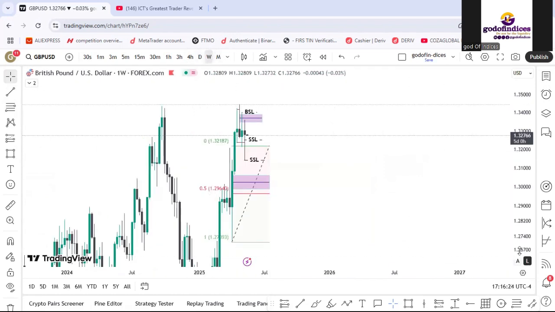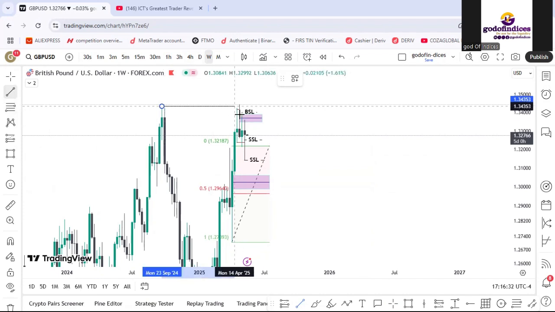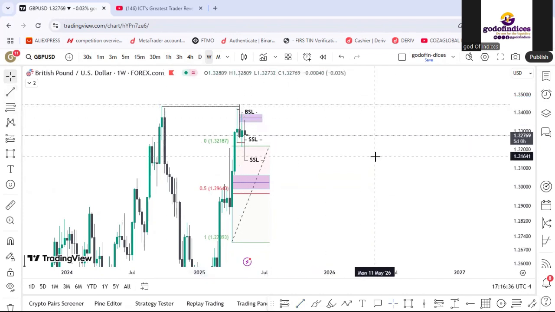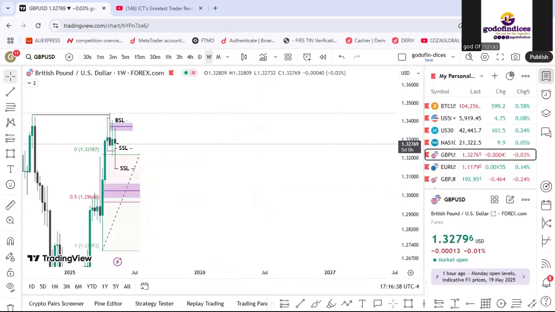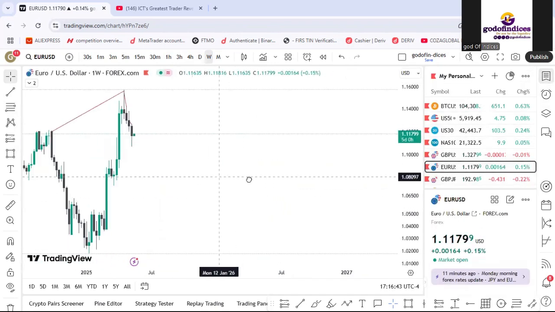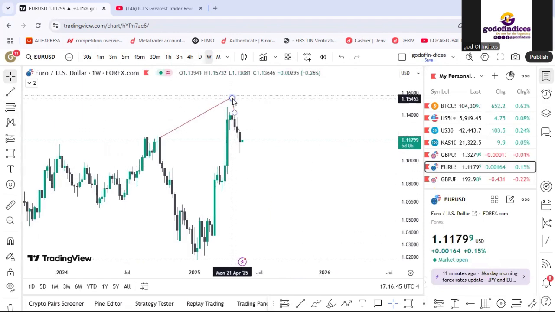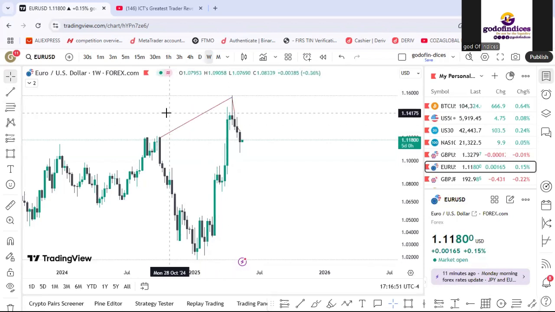So let's look at one SMT. Can we see that price did not run this high? You see the way price was just a little weak for this high on EU. Now let's look at GU, sorry, let's look at EU. Can you see what happened here? Can you see the major SMT? This high was run up, so it was like a liquidity run, but on GU it wasn't run.